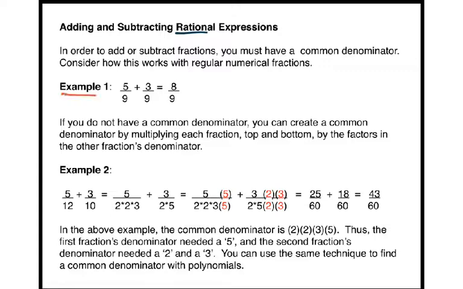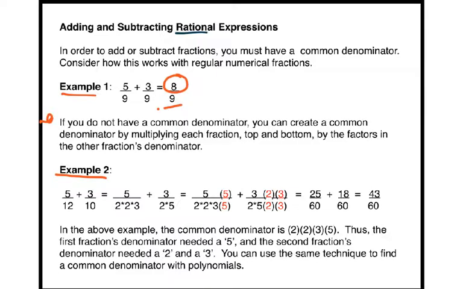In this example, you have 5/9 plus 3/9. Since you have a common denominator, you simply add the numerators and keep the denominator. That's simple. But if you do not have a common denominator, you can create a common denominator by multiplying each fraction, top and bottom, by the factors in the other fraction's denominator. For instance, take a look at example 2. I have 5/12 plus 3/10.